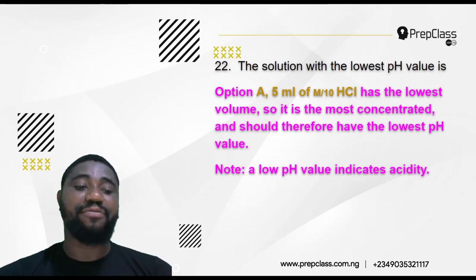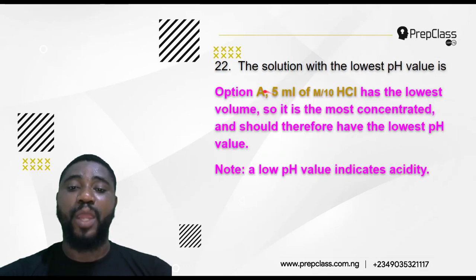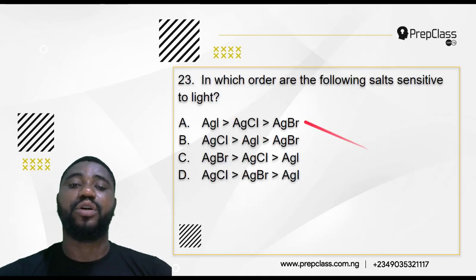Now the one that will have the lowest pH value is one that will be much more concentrated. So 5 ml of this is much more concentrated than any of them. So option A, 5 ml of this has the lowest volume, so it is the most concentrated and should therefore have the lowest pH value. So note that a low pH value indicates acidity. So the one with the lowest pH value is option A.